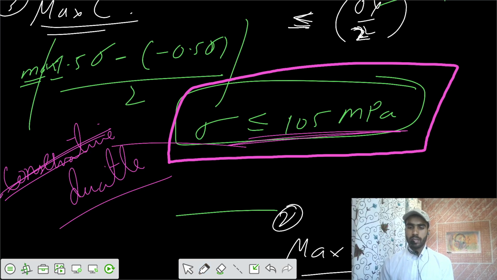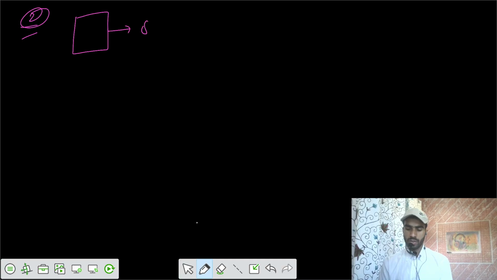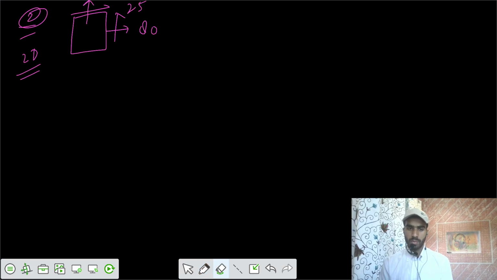Now the next problem we can take. We have been provided stresses. This one is your stress of 80. In 2D, we can say this is a plane stress condition. This is 80, shear stress 25, and sigma y equals 60 megapascal.